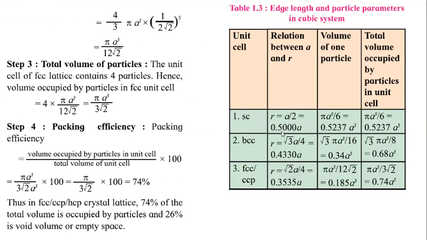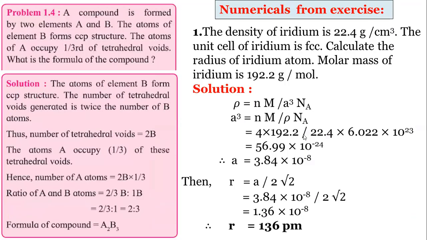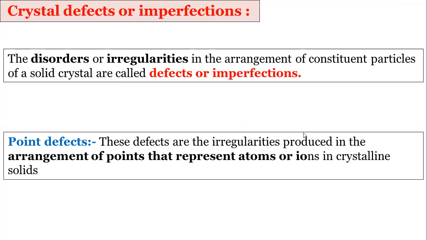We have to remember these r values, 0.500a, this is the volume of one particle, and this is the total volume occupied by the particles. So remember these for 1 and 2, simple cubic and body centered cubic. Only these values we have to remember for solving the numericals. If all these values are known, we can solve any numerical. All the numericals depend upon these formulas. And the defects are very important. These are the important points I have discussed.